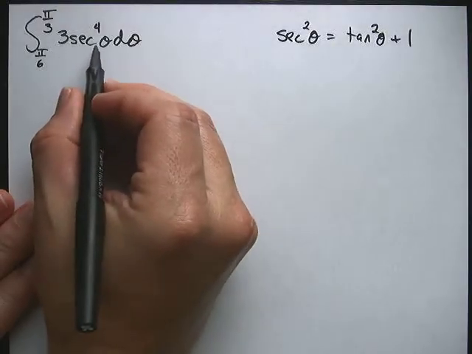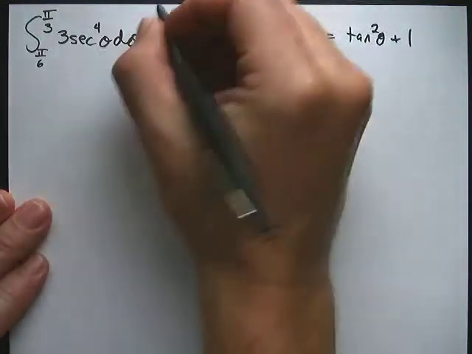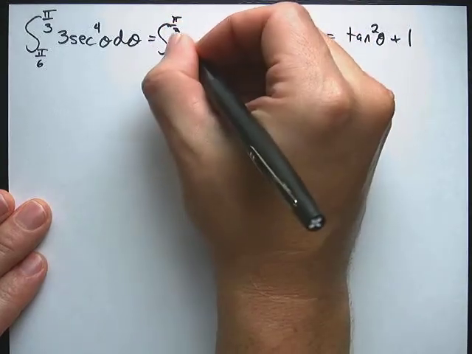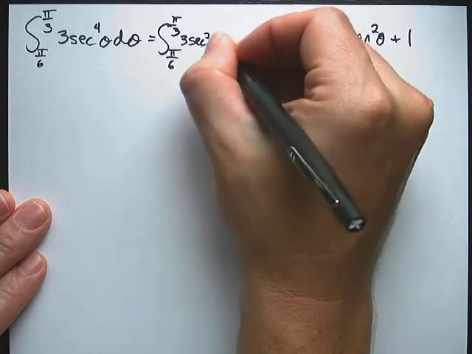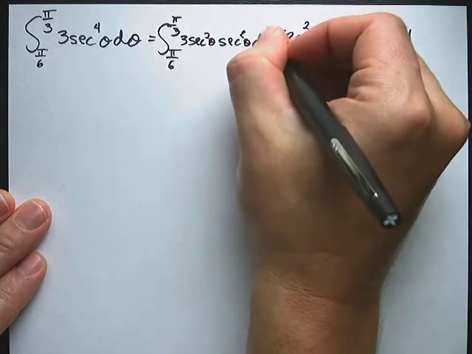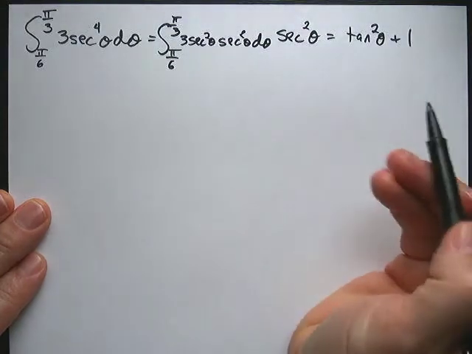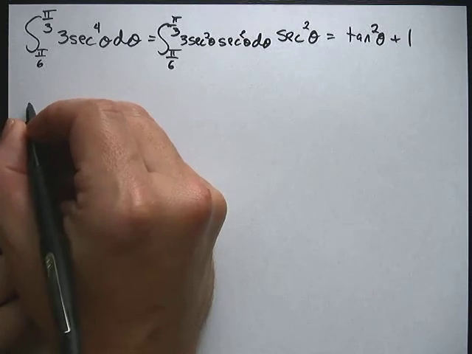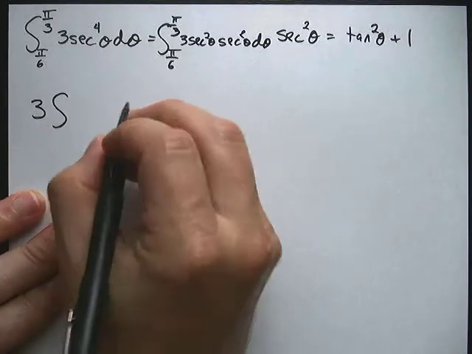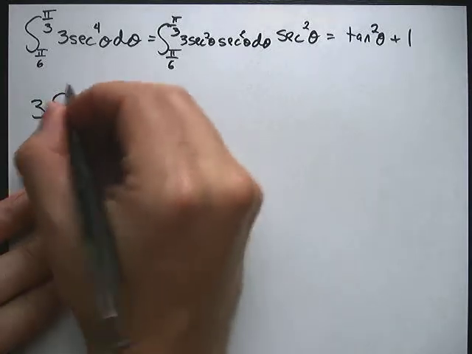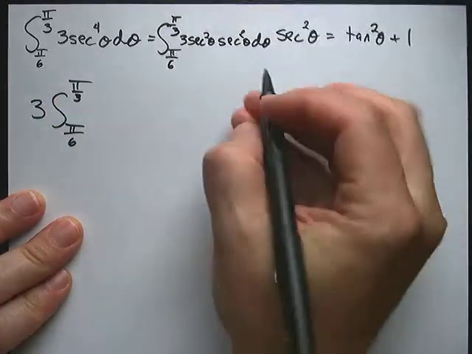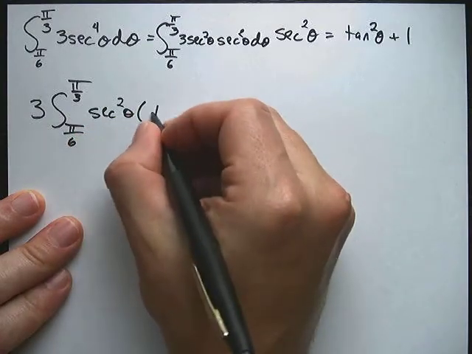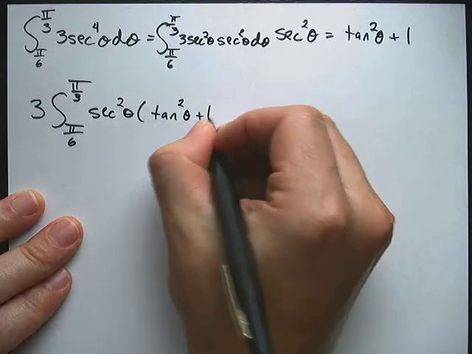And we're going to substitute out one of the secant squared thetas because, well, we can actually write that to show you what I'm talking about there. So pi over 6, pi over 3, this is the same thing as 3 times secant squared theta secant squared theta d theta. Okay, so one of these secant squared thetas we're going to substitute out with the tangent. The other one we're going to leave alone. So let's put the 3 out front. So 3 times the integral from pi over 6 to pi over 3. And we'll leave the first one alone, secant squared theta. And then the second one will change into tangent squared theta plus 1 d theta.